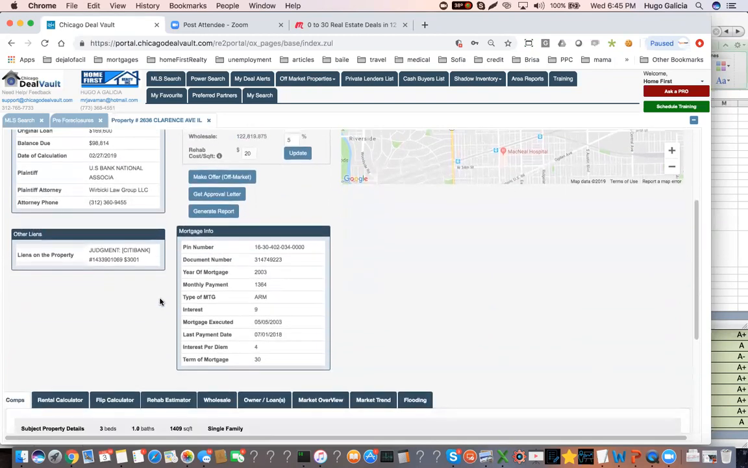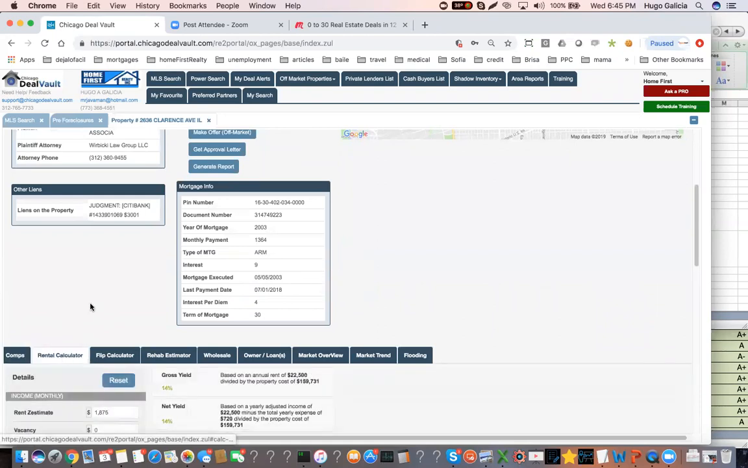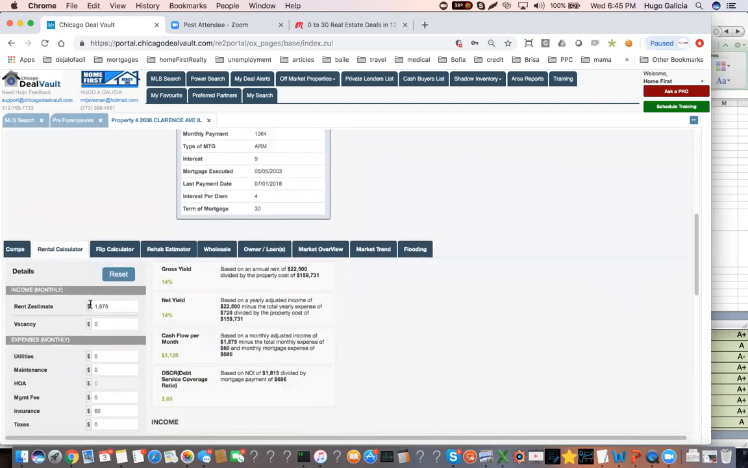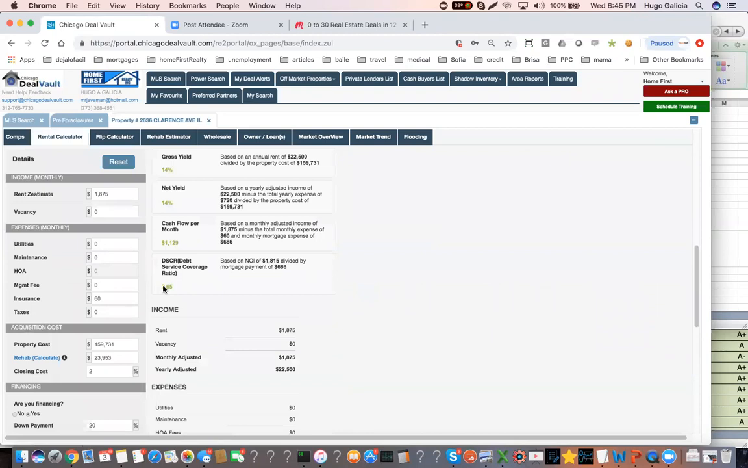Now, if you click on the rental calculator, this is where we're going to tell you the debt coverage ratio. So the debt coverage ratio is way over right now, 265. But guess what? We have not entered any of the operating expenses. So we know what the income is. Now, to get this, as you can see, is based on the net operating income divided by the mortgage payment. But we have to put in the expenses.